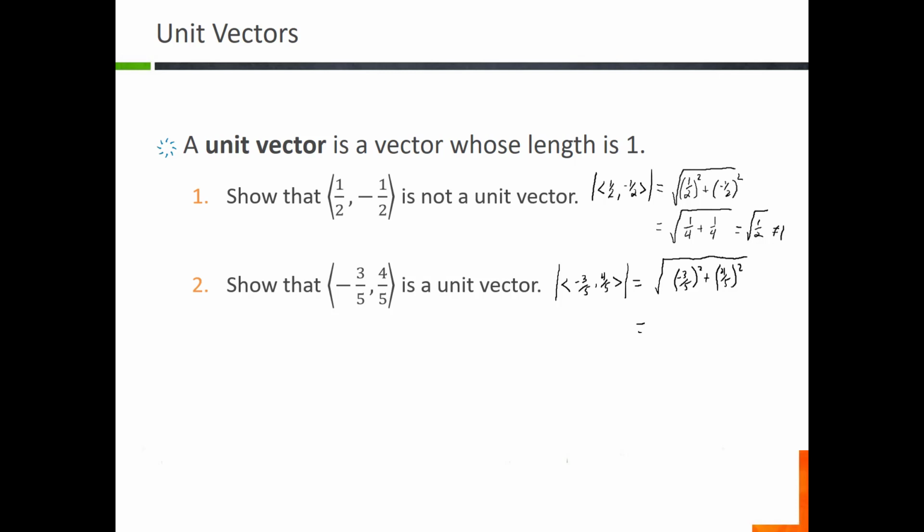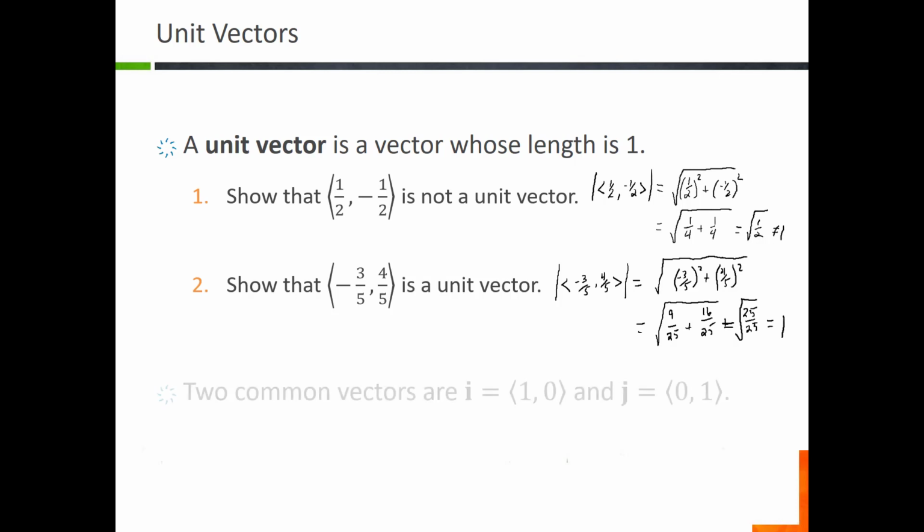3/5, if you square the 3, you get 9. If you square the 5, you get 25. 4/5, if you square the 4, you get 16. And again, the 5 gives you 25. So we have 9/25 plus 16/25, which turns out to be 25/25. And we have the square root of that, which, 25/25 is 1. And so the vector <-3/5, 4/5> actually is a unit vector. It has a magnitude or a length of 1.